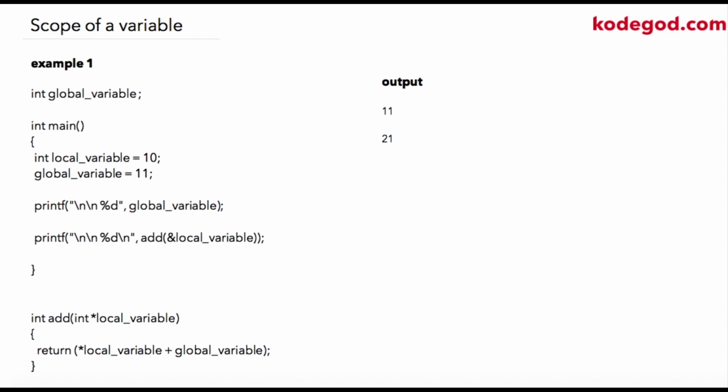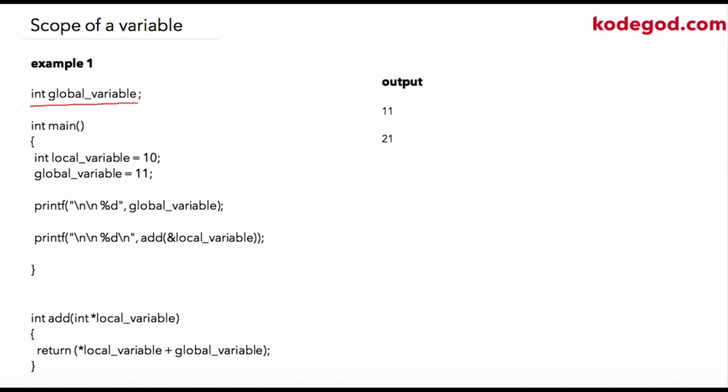In this lecture, we are going to learn about the scope of a variable. Let us take an example. In this example, I am declaring a variable outside of the main function. When we declare a variable outside of any scope, that variable is treated as a global variable. So this variable is accessible throughout your code.